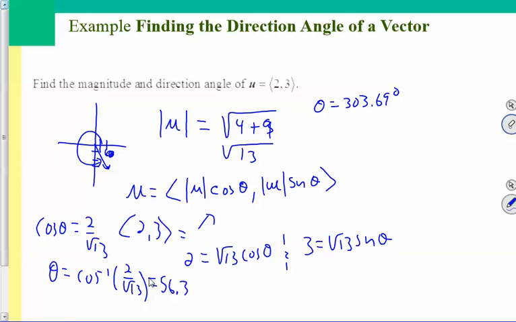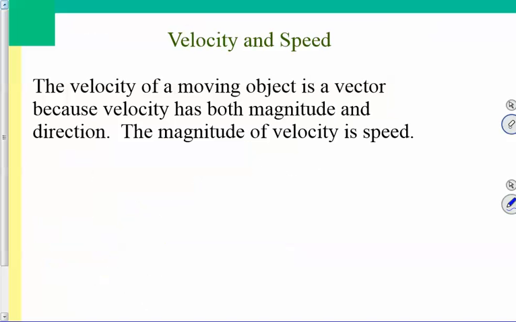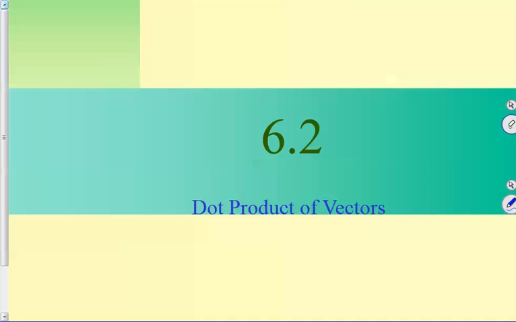So what are some applications of this? Some applications are velocity and speed. In case you're wondering, the velocity of a moving object is a vector because velocity has both magnitude and direction. The magnitude of velocity is speed. So that's some physics for you right there.